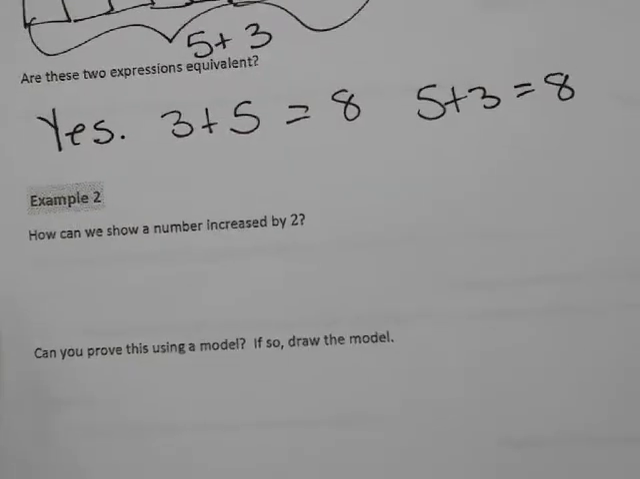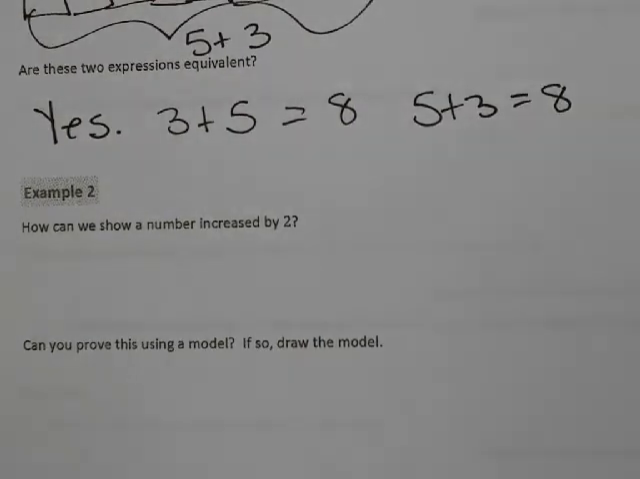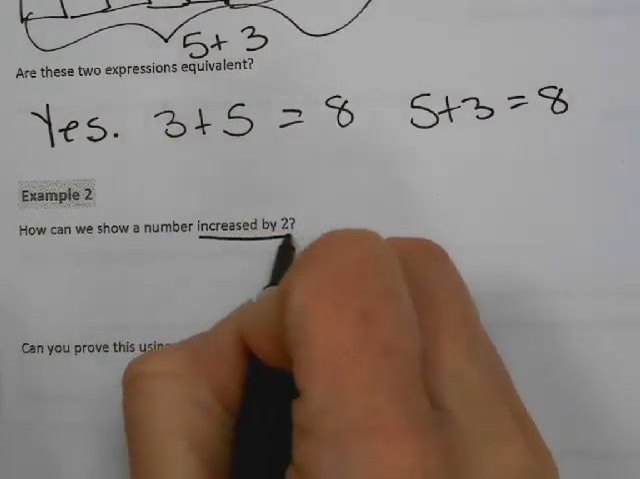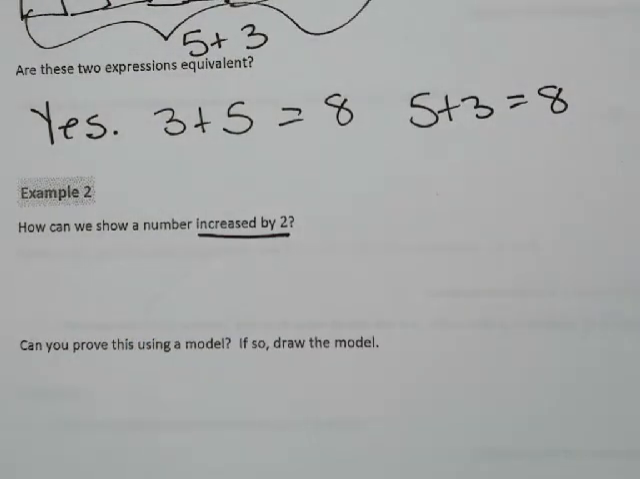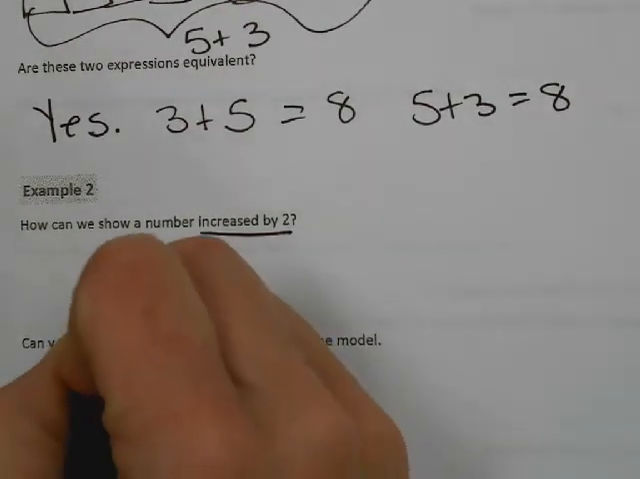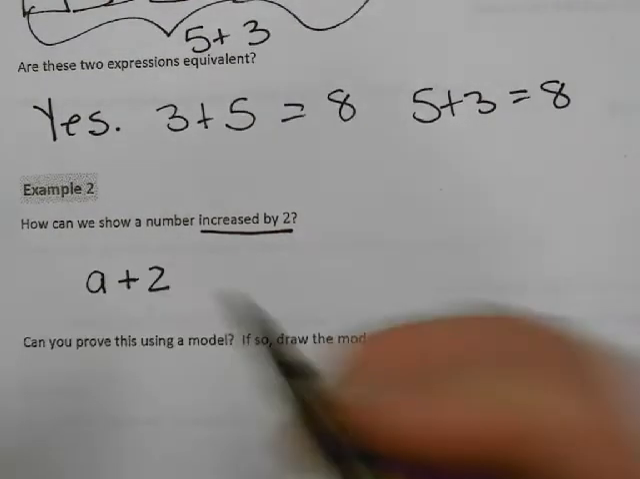And then it says, how can we show, for example 2, a number increased by 2? So this is where our variables come in and where we really need to look at the language they're using. Increased by 2. So if it's a number increased by 2, it's going to look like this. A plus 2. So A is my variable. A represents a number, whatever that number might be.